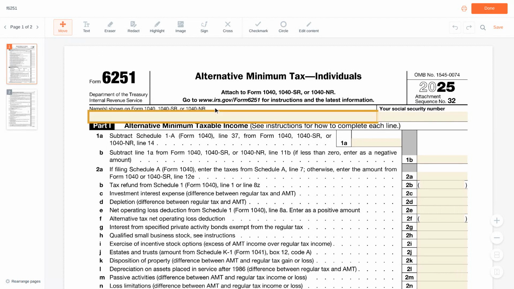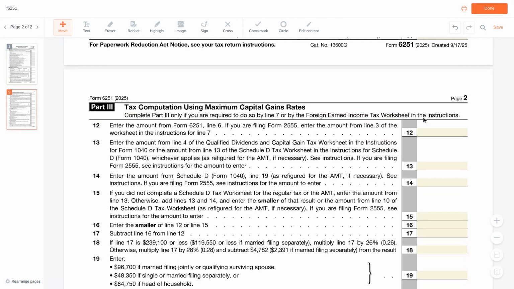Enter your name and Social Security number at the top of Form 6251. Part 1 calculates your Alternative Minimum Taxable Income, or AMTI, starting with your regular taxable income and adding back certain items. Common adjustments include the standard deduction, state and local taxes, miscellaneous itemized deductions, and the spread on incentive stock option exercises. Certain items called tax preferences, such as accelerated depreciation and percentage depletion, are also added back to arrive at AMTI.